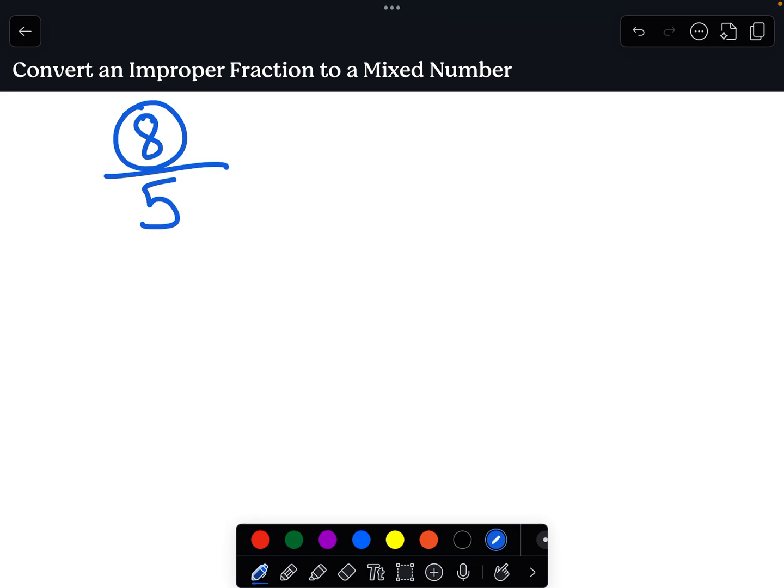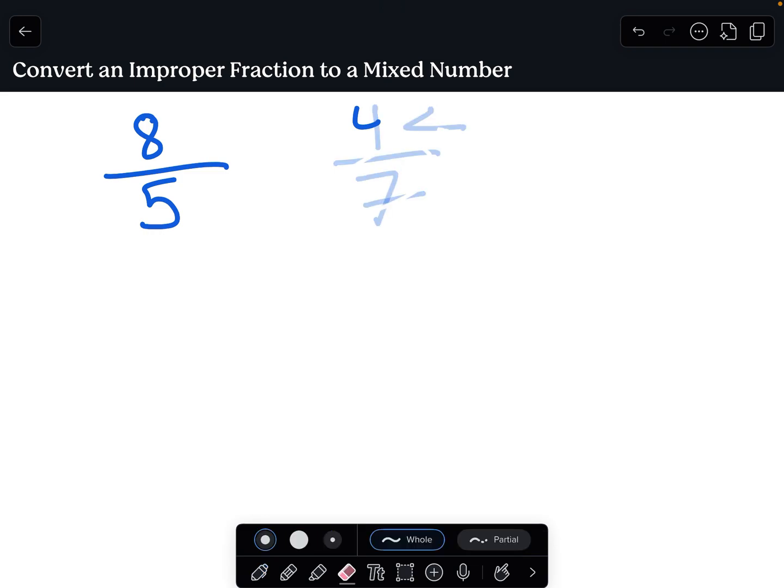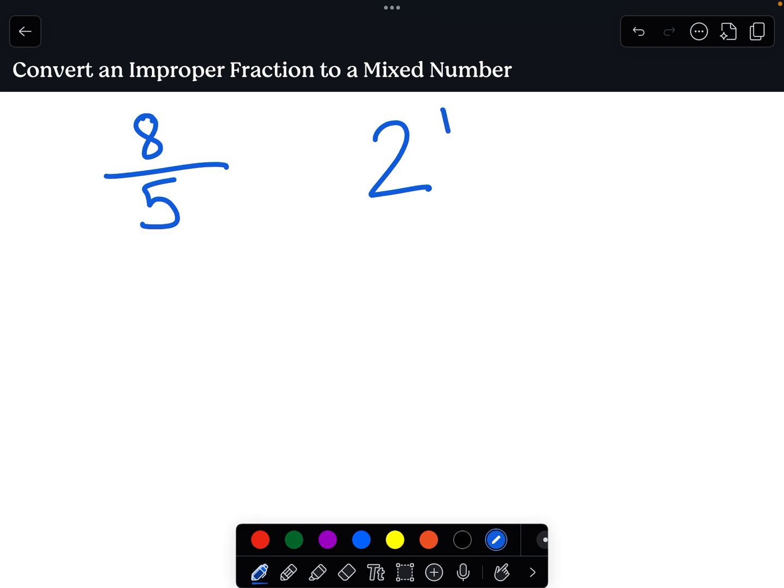Of course, 8 is greater than 5. A proper fraction is a fraction where the numerator is less than the denominator. Lots of examples of those. And then a mixed number is a number where you have a whole number with a proper fraction. Again, proper fraction, the numerator is less than the denominator. And so we're only dealing with improper fractions right now.